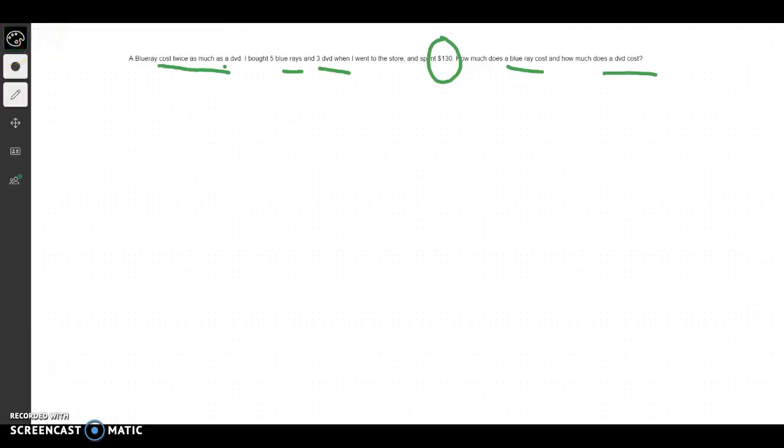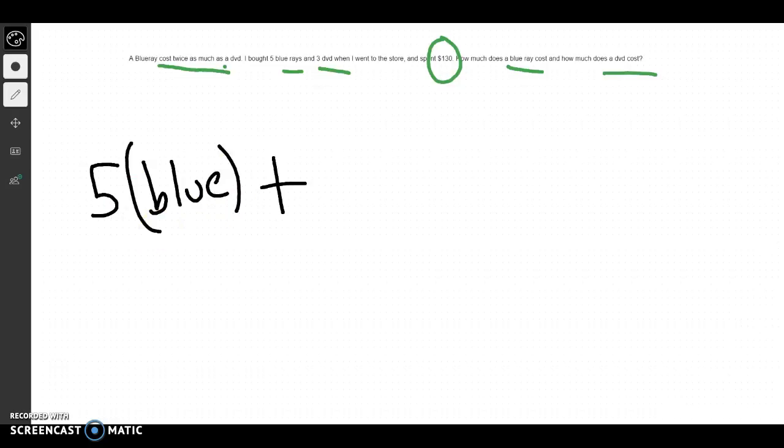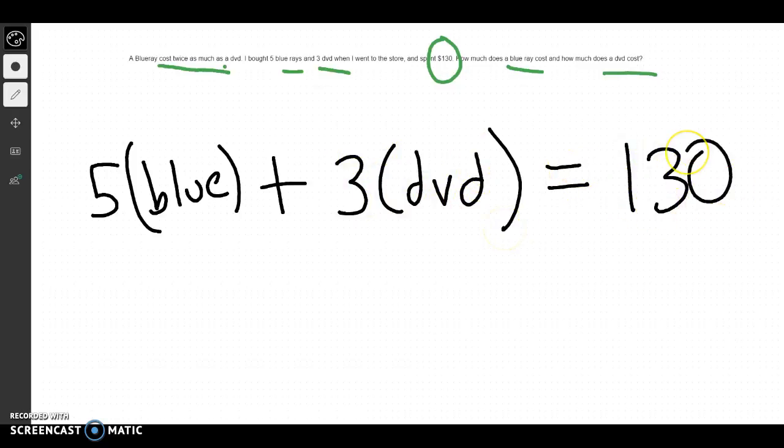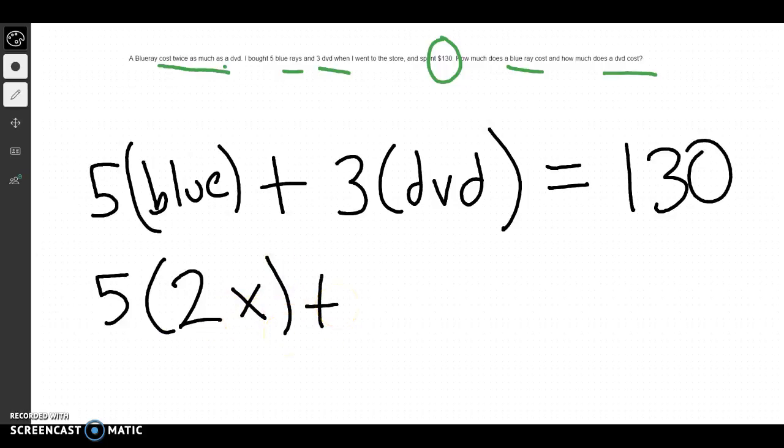So the first thing I want to think about is how I got to the $130. Well, I got to the $130 by adding the cost of 5 Blu-rays plus the cost of 3 DVDs, and that gave me $130. Well, I can start to narrow this down a little bit more. I know that a Blu-ray is twice as much as a DVD, so 2 times as much as a DVD. So let's call the DVD x, because I don't know what a DVD costs, so I'll give it a variable. And 3 times, well, we called the cost of a DVD x, so let's keep that there. And that should equal 130.